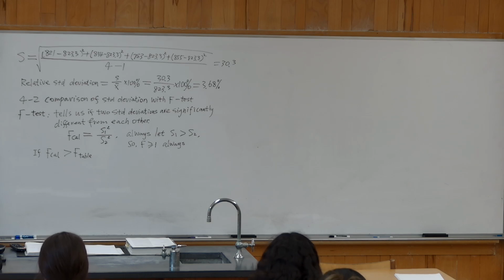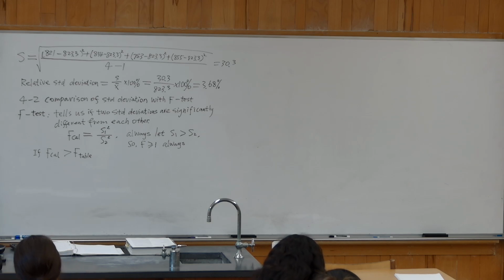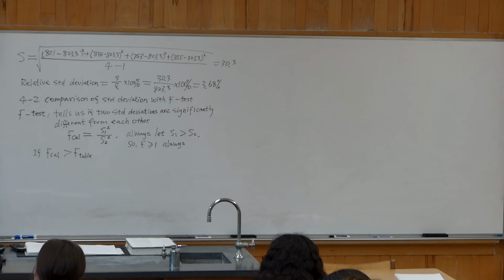So this is the degree of freedom for S1. We have two sets of data. Each set of data has an S. Then pick the S with the greater value as S1. That data gives you the degree of freedom. If this is the S1 set of data, then the degree of freedom is N, which is 4, minus 1. If you have 5 data, then the degree of freedom is 4. Then this is S2's degree of freedom.